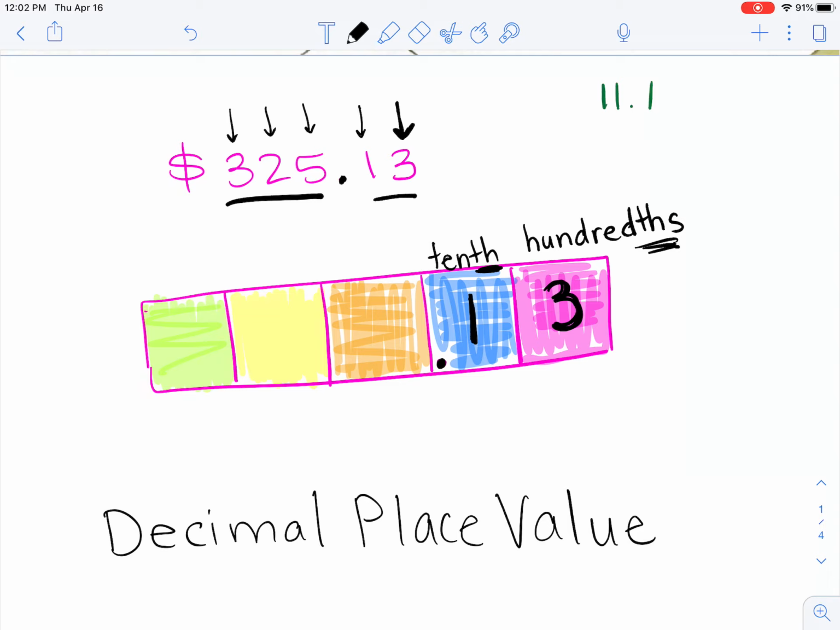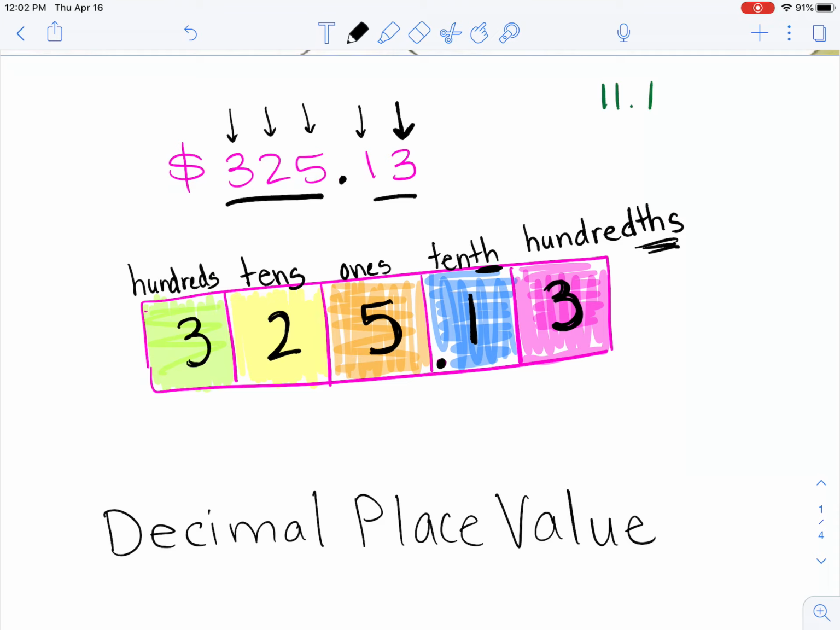Now what about the 5? I'm giving you 5 ones. I'm giving you 5 whole dollar bills. Now, 325. Am I giving you $2 here? No, I'm giving you 2 tens. Here's the ones and here's the tens. I'm giving you 2 tens. Okay? And the 3, am I giving you $3? No. I'm giving you 3 hundreds. 3 hundreds. Do you see that?